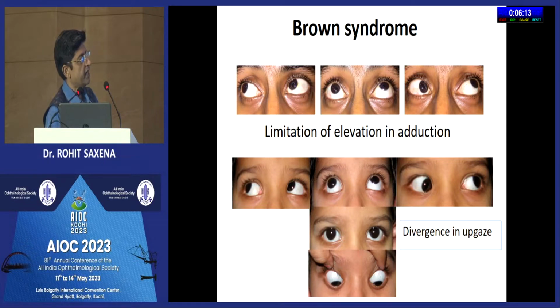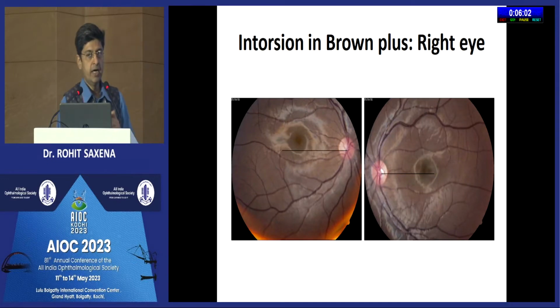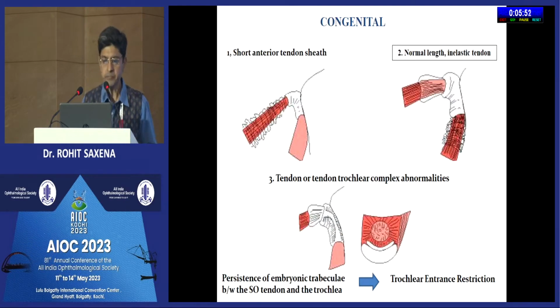Again, just to demonstrate that, you can see the limitation of elevation here, not so much in this case, where it's virtually aligned, and the divergence in up gaze, or a V or a Y pattern. Sometimes, as I mentioned, you may have a superior oblique overaction also present in these conditions, and you'll see the corresponding torsion in the fundus.